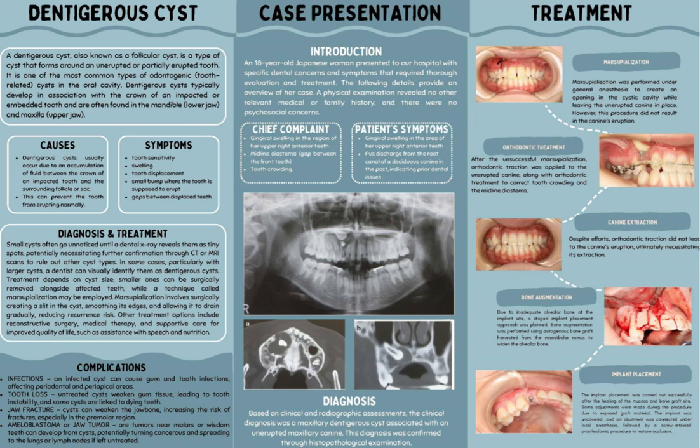Implant placement: after bone augmentation and healing, the implant was placed to replace the extracted canine. The implant was stabilized with a screw-retained prosthodontic procedure to restore occlusion and aesthetics. Multidisciplinary approach: throughout the treatment, a multidisciplinary approach involving oral surgeons, orthodontists, and possibly prosthodontists was essential for the patient's comprehensive care. Collaboration between these specialists allowed for a successful outcome in terms of aesthetics and occlusion.